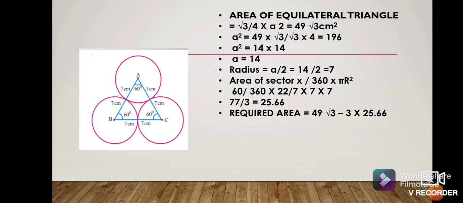Now the required area, that is what we need to get, is equal to 49 root 3 minus 3 into 25.66. Then 49 into root 3 value 1.732. Just remember that one, otherwise they will give it in the question. So minus 3 into 25.66. 25.66 into 3 is 76.98. Then the final answer is 84.868 minus 76.98, which is equal to 7.888 centimeter square.